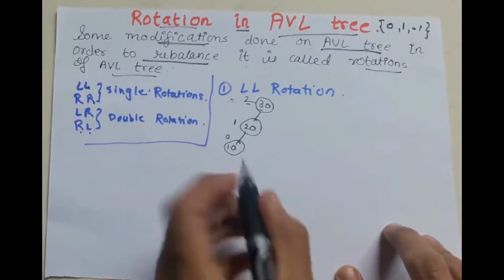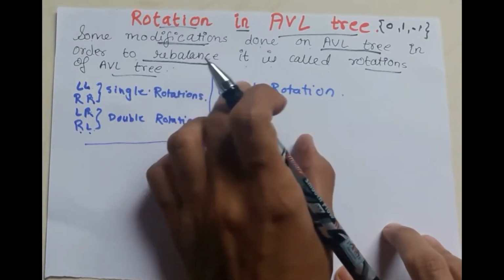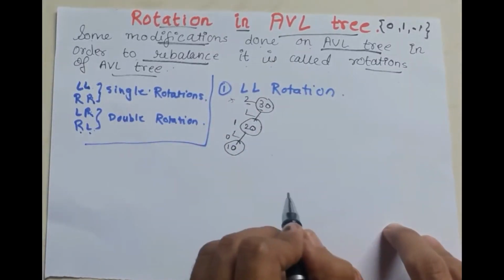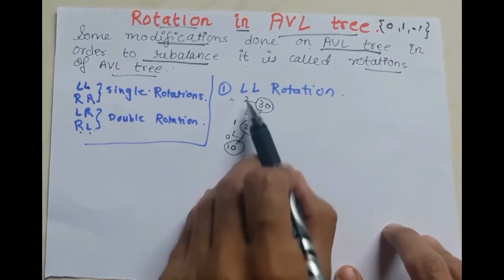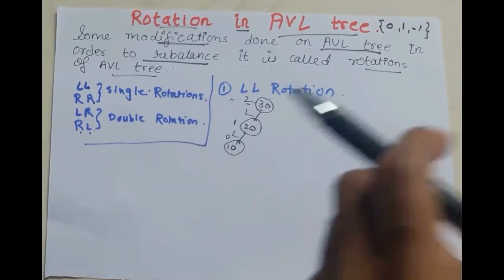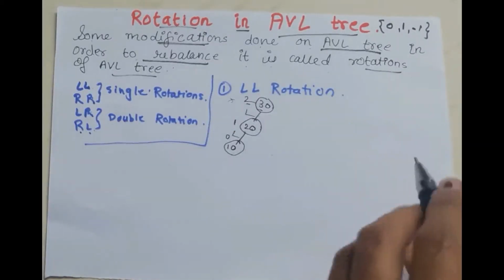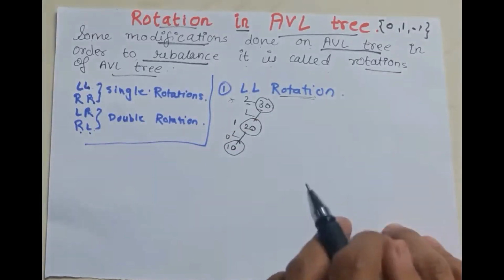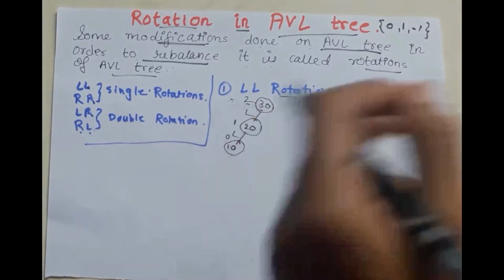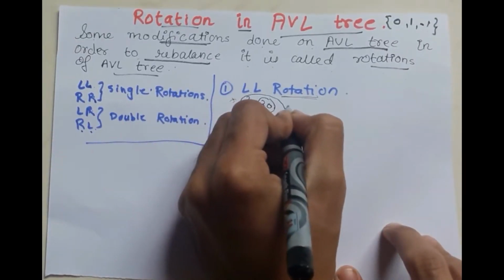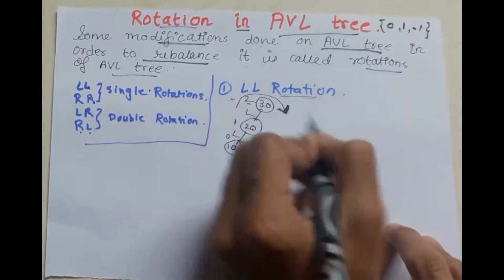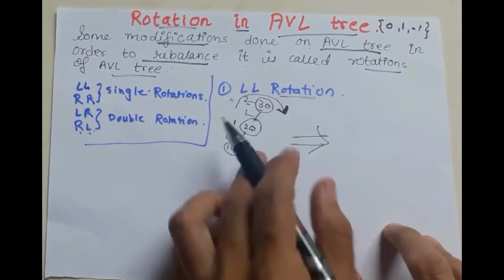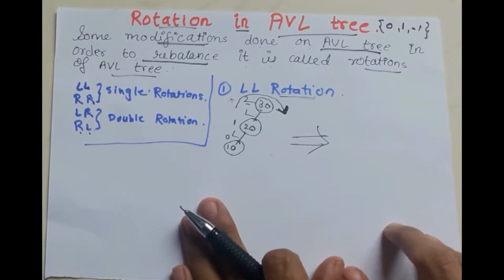Now why is it not balanced? Because 20 is attached as a left branch to 30. 10 is also attached as a left branch to 30. And because of these two left branches, this tree is imbalanced. So this is LL type of imbalance. So for that reason, what we'll do? We'll perform LL rotation. And in LL rotation, what we do? We rotate the tree to the right. So we'll rotate this tree in the right direction. And after rotation, what we'll get? We'll get 20 as the root. 30 will be pulled to the right of 20 and 10 will be to the left of 20.